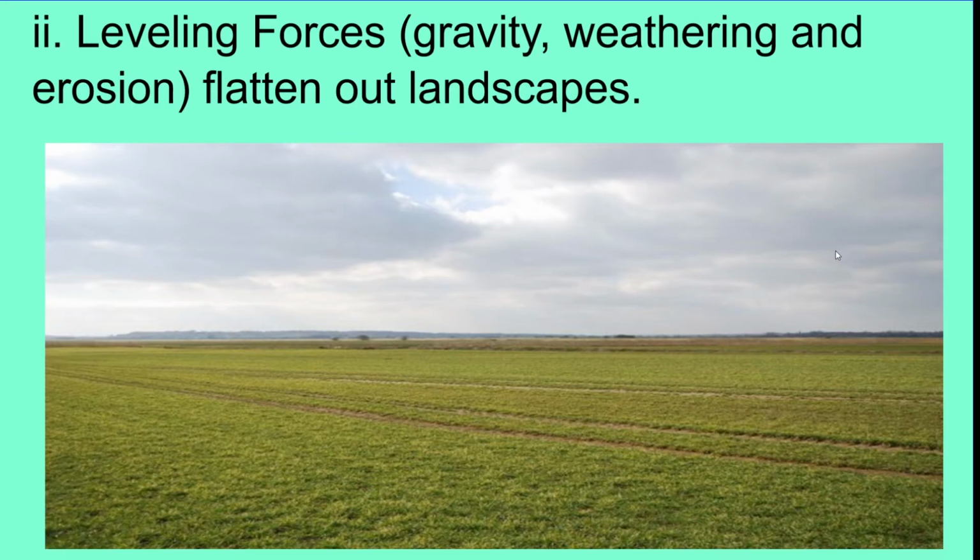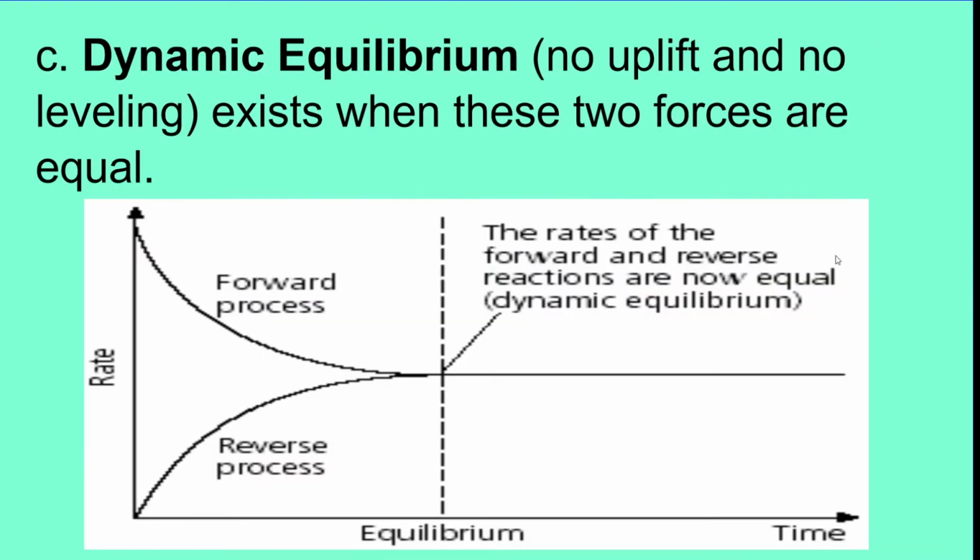And depending on the scenario, either the leveling force is going to win and you're going to have a flat landscape, or the uplifting forces win and you're going to have a very mountainous landscape, or you could get some mixes. Now, if they cancel out, we call that dynamic equilibrium because one process is happening at the same rate as the other. It's like if you take your hands together and you push at the same strength, that's equilibrium. Neither hand goes anywhere.